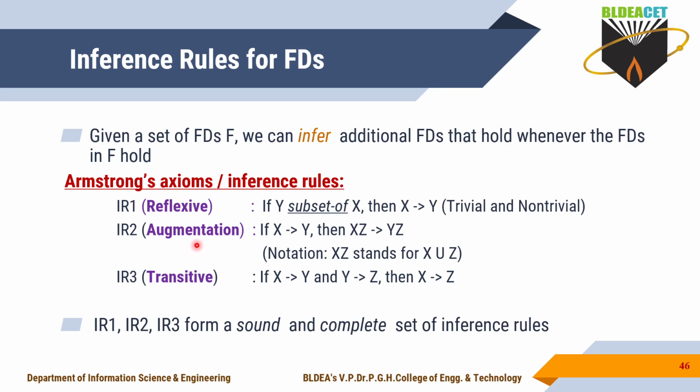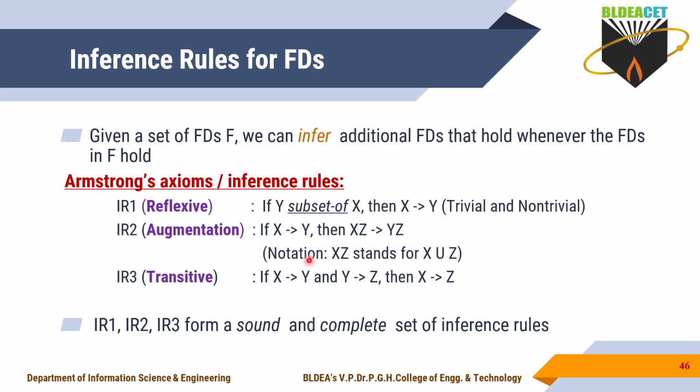Next is IR2, the augmentation. The second inference rule we call augmentation. Let's say if X determines Y, then if I add any additional attributes on both the left-hand side and the right-hand side, it doesn't make any difference to the functional dependency. Here X and Y may be sets of attributes or single attributes. If I add the same attribute on both sides, it doesn't change the functional dependency. That is what we call augmentation.